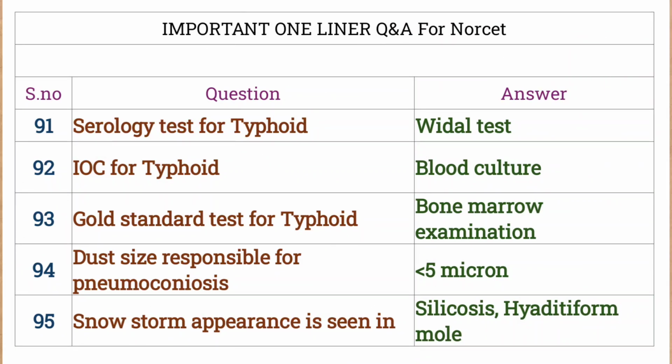91. Serology test for typhoid: Widal test. 92. IOC for typhoid: blood culture. 93. Gold standard test for typhoid: bone marrow. 94. Dust size responsible for pneumoconiosis: 5 micron.